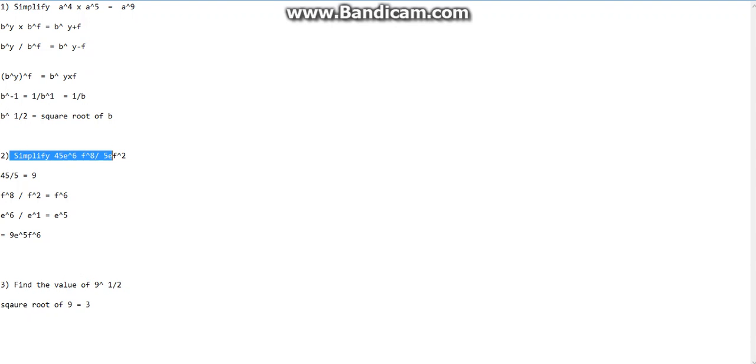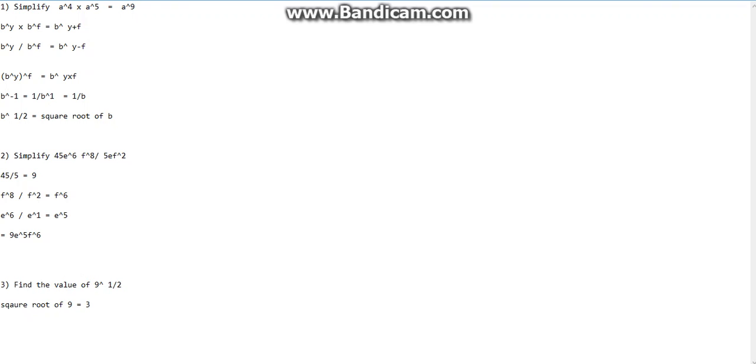Anyway, moving on. Question 2. Simplify 45e to the power of 6, f to the power of 8, over 5ef to the power of 2. So this may all look quite confusing compared to the other question, but I can assure you, if you know your rules, you'll be able to fly through your exams, right? So 45. I like to start with the big numbers first. So 45 divided by 5 is 9. So we got this whole thing out of the way. We can ignore these numbers now, and we can focus on the letters.